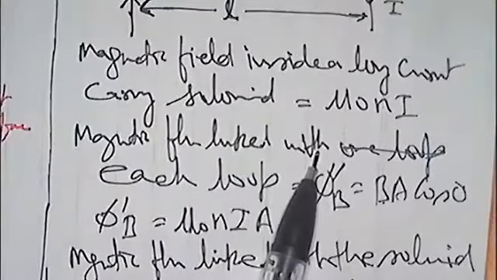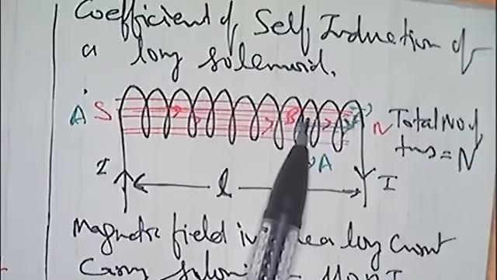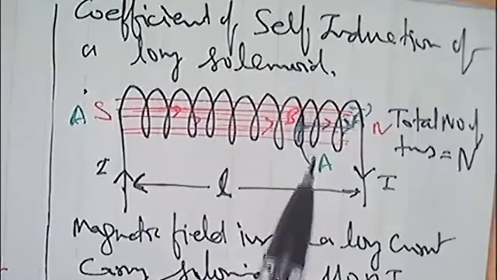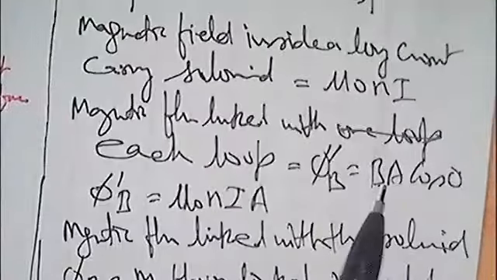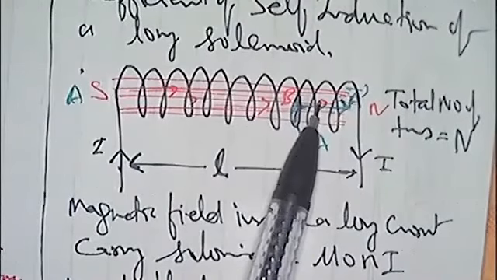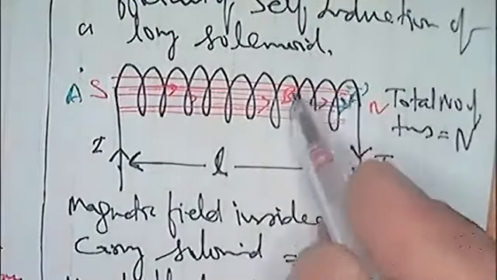Then magnetic flux linked with each loop. Magnetic flux linked with one loop will be equal to the dot product of magnetic field vector and area vector, which is BA cos 0. Why is it 0? Because the direction of magnetic field and the perpendicular drawn on the area of the loop are along the same direction. A vector and magnetic field vector both are in the same direction.